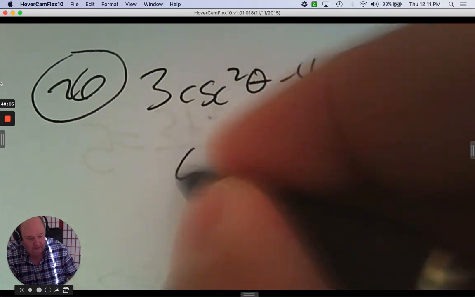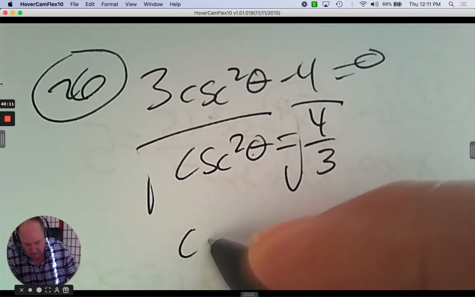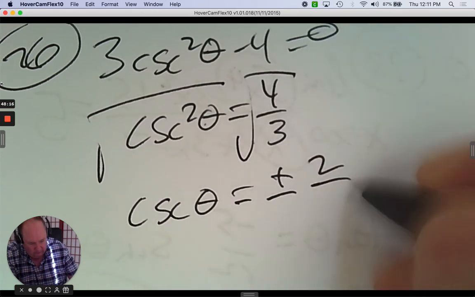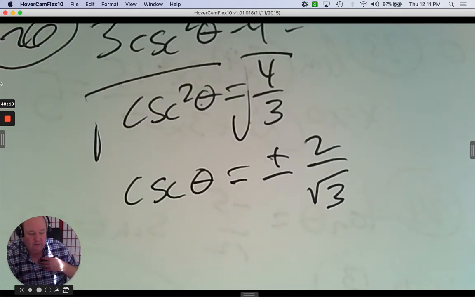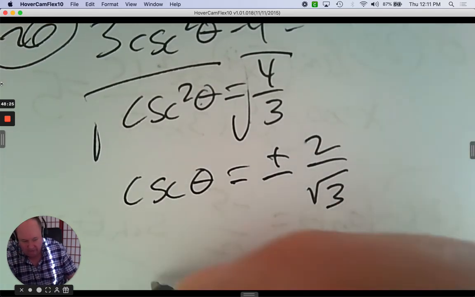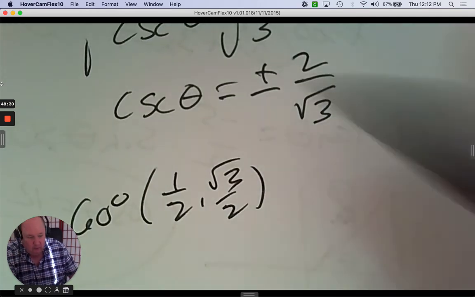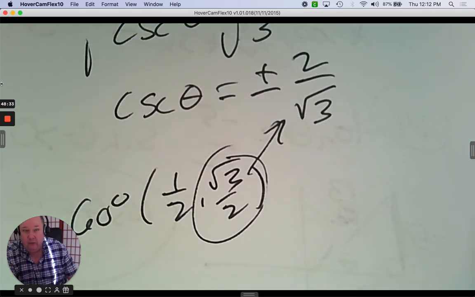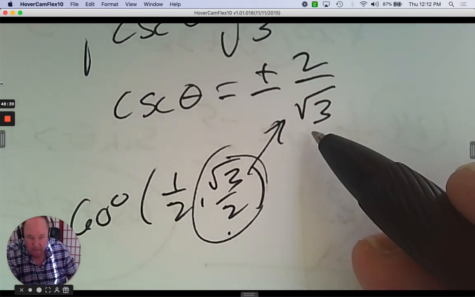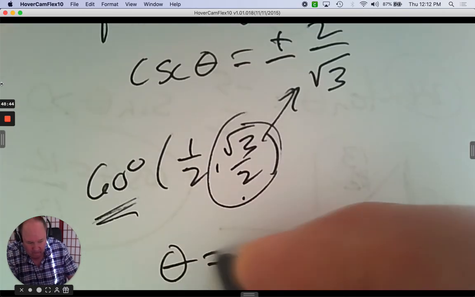Solve this equation. So cosecant squared, add 4, divide by 3, take the square root. So it's positive or negative. The square root of 4 is 2 over root 3. So we're looking for which of the reference angles, when you do the reciprocal of the y-coordinate, gives me that answer. And the answer is the 60-degree reference angle. The reciprocal of root 3 over 2 is 2 over root 3, and that's what I'm looking for. And it's positive and negative, so that means it's all the quadrants.